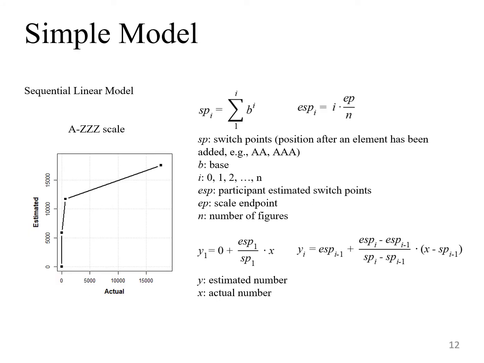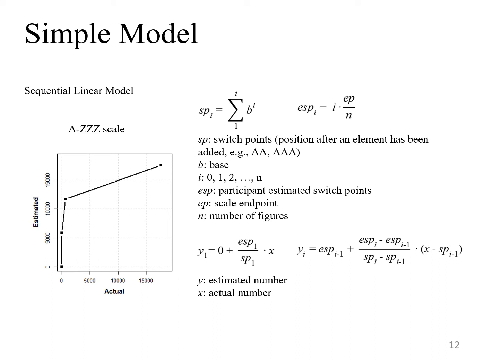Before getting to the results, I'll walk you through an example of the simple model. This is an example for the base 26 scale with 3 figures going from A to ZZZ. First, we can easily calculate the actual position of the switch points on this scale. With switch points, I mean the start of a new scale segment after an element has been added. In the decimal system, that is 0, 10, 100, and so on.